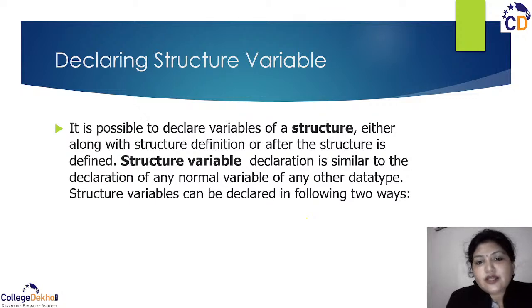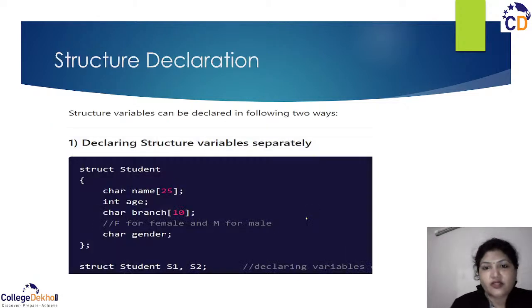It is possible to declare the variables of a structure either along with the structure definition or after the structure is defined. So you have two options. I will be showing you how we define using both ways. Structure variable declaration is similar to the declaration of any normal variable of any other data type. Structure variables can be declared in the following two ways. So what are the two ways? Let us see.